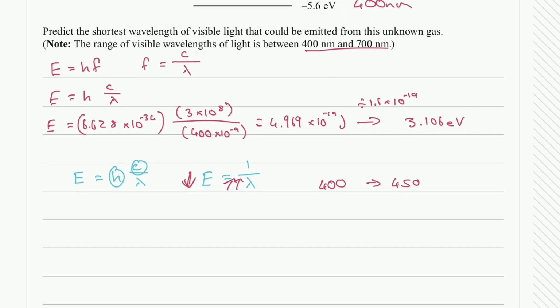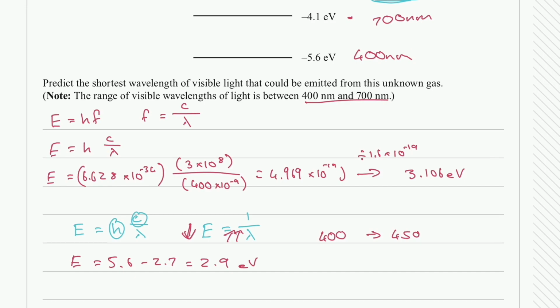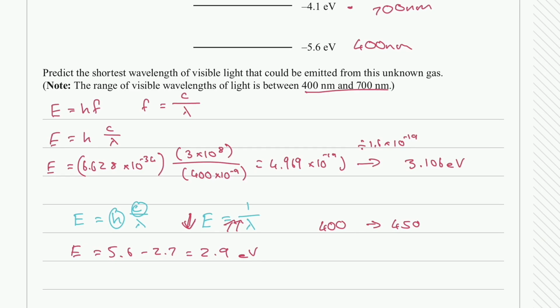So the energy difference, 5.6 minus 2.7, is equal to 2.9. That seems to be the greatest difference below our limit, and that's in electron volts. Let's convert our electron volts now to joules. Before, we divided by 1.6 × 10^-19, so here we're going to multiply by 1.6 × 10^-19. That's going to get us 4.64 × 10^-19 joules.